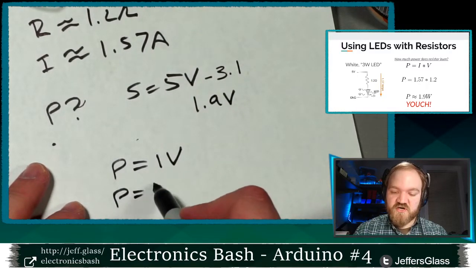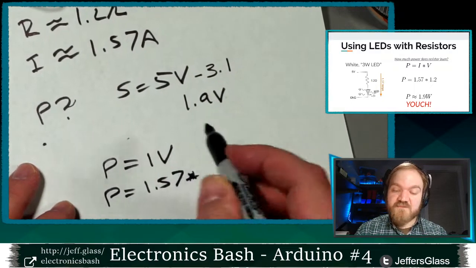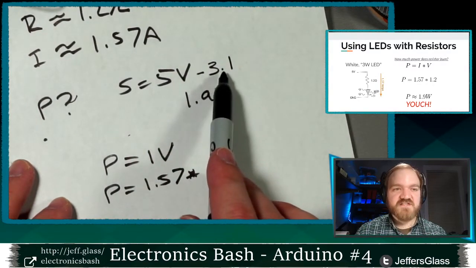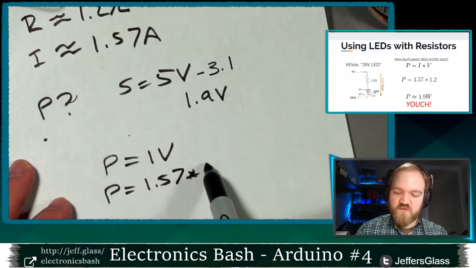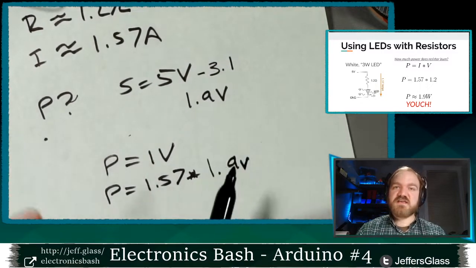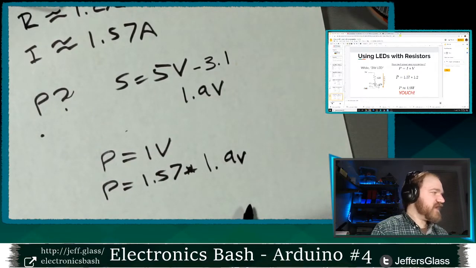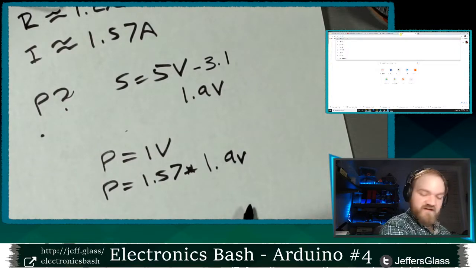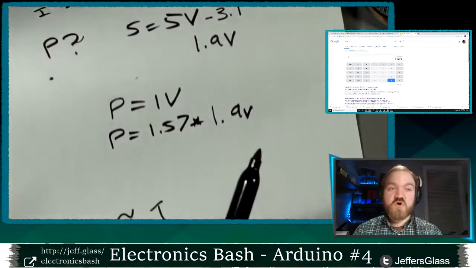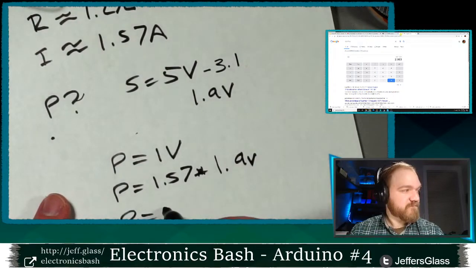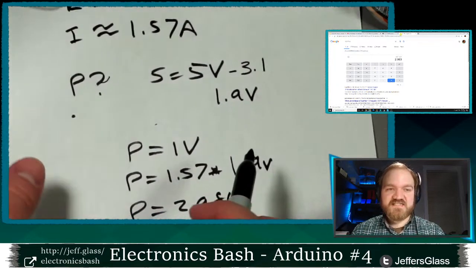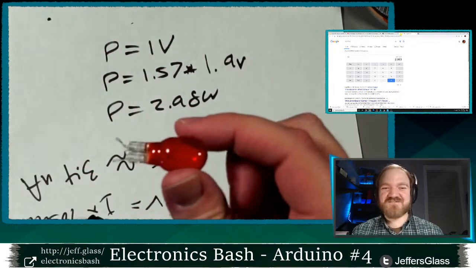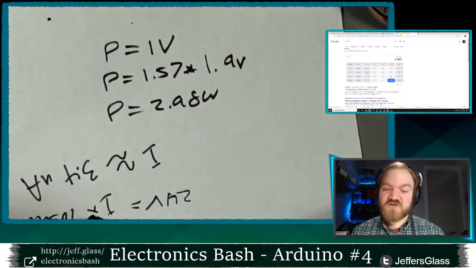Our power is going to be our current, 1.57 amps, times just the voltage that's remaining to go across this resistor. So we're subtracting out this 3.1 volts that's across the LED. We're left with this 1.9 volts that's going to be across the resistor. And we multiply those things together. The results are actually worse than what I had in the slides. I'm going to use my magic Google calculator here to get that our total wattage is about 2.98 watts. Which is a not inconsiderable amount of power. That's about as much power as our electron light bulb was releasing earlier. That's a scorching resistor.